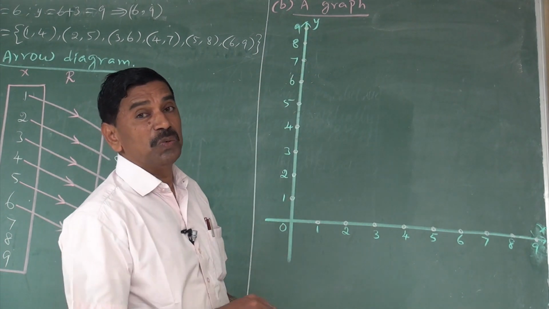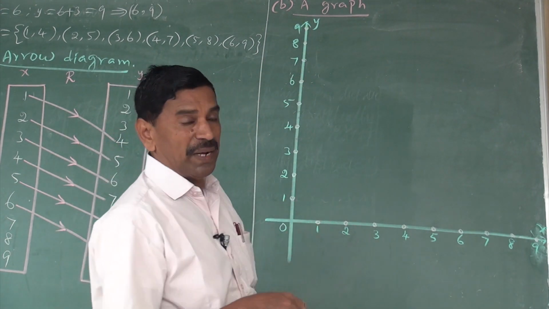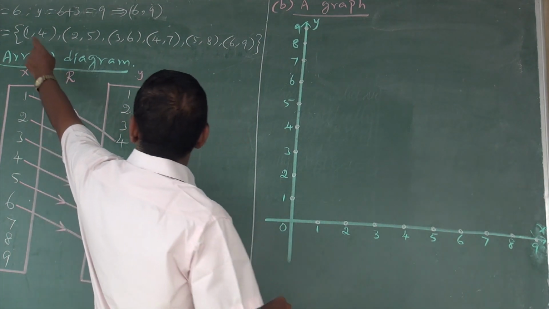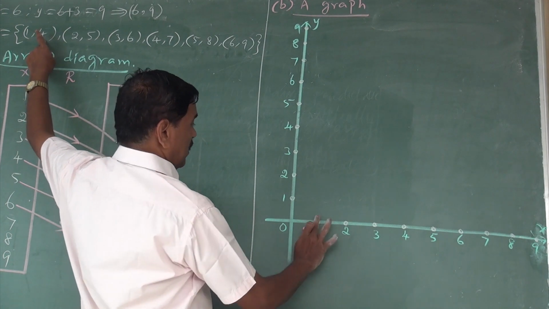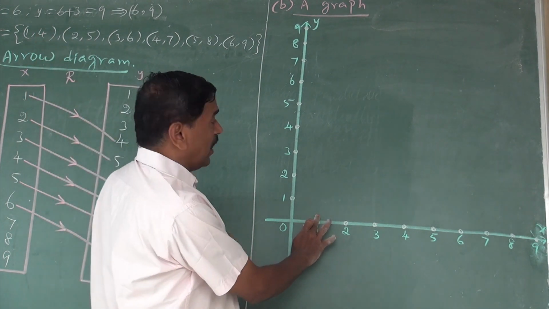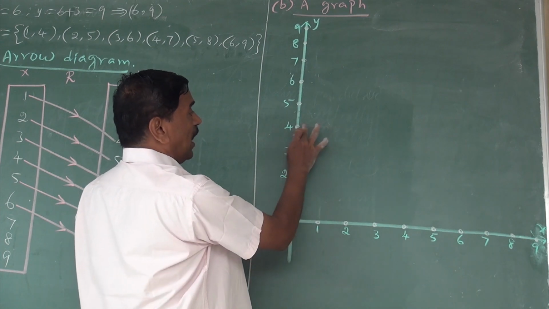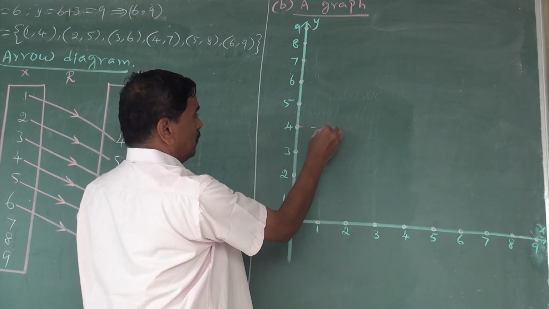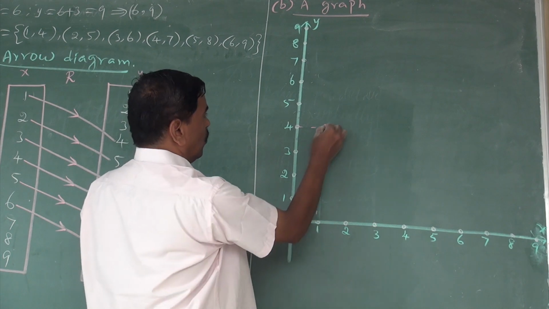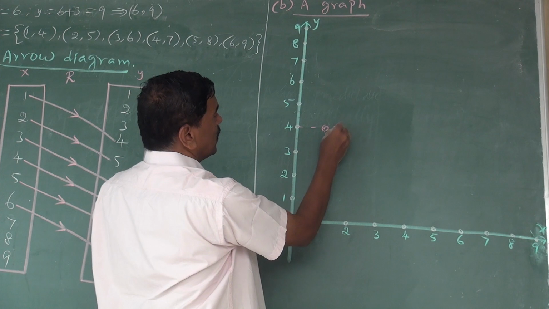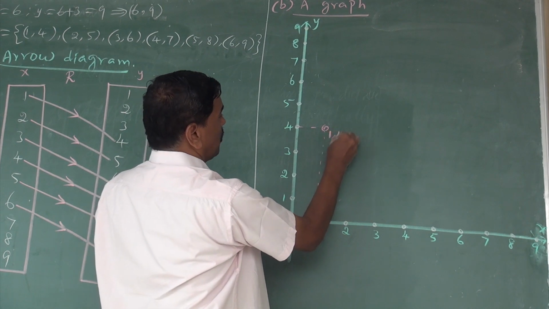Now we want to consider the ordered pairs. What are the ordered pairs? Already we know the ordered pairs. First one, see, 1 is related to 4. That's all. Can you tell me what this point is? Yes, 1 comma 4. This point is 1 comma 4.